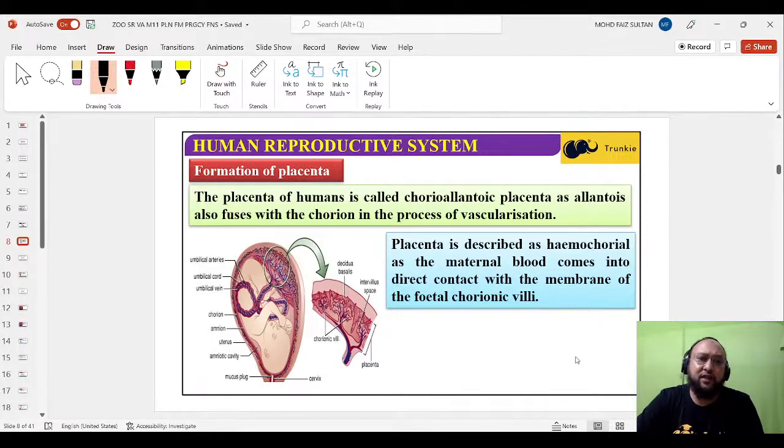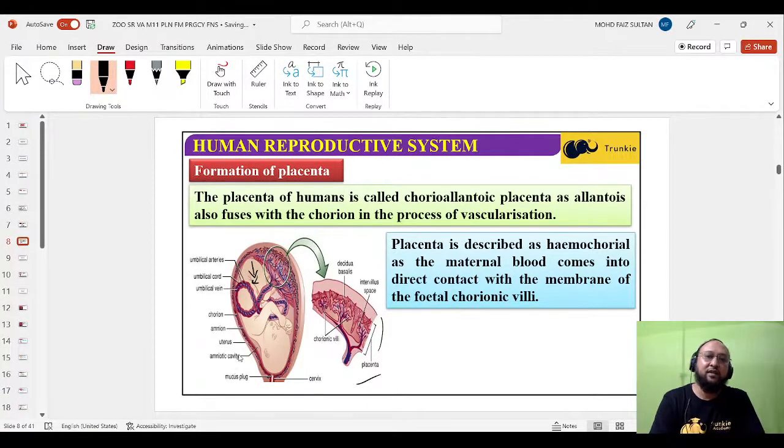And if you see that picture, this one is the umbilical artery, and this is the enlarged view. You can see the chorionic villi, and this is the whole structure, the placenta.